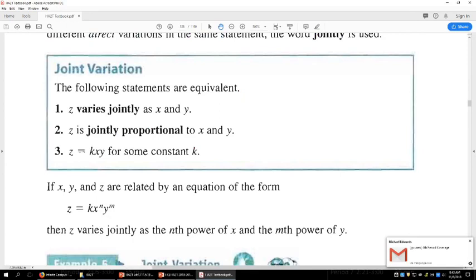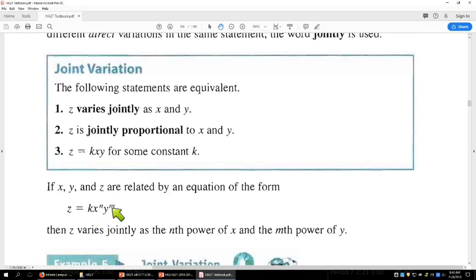So we got three things that are related to each other. And if they're related, we can write an equation. Here's one possible equation. If x, y, and z are related, you can write it like this. You would only write it like this if it said something like "z varies jointly as x and y." See, z varies, there's the k, the constant of proportionality, jointly as x and y.